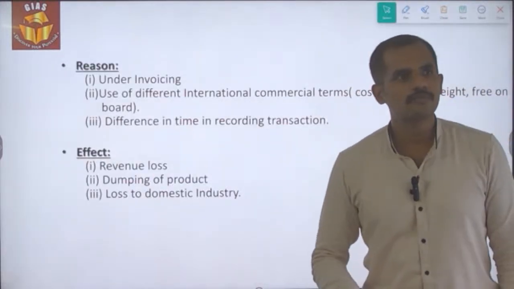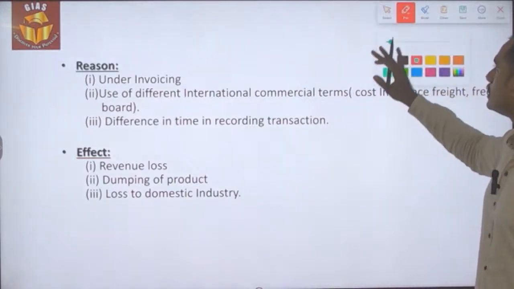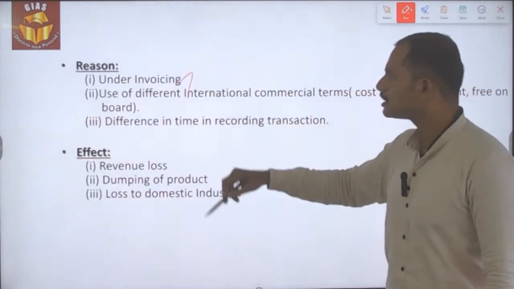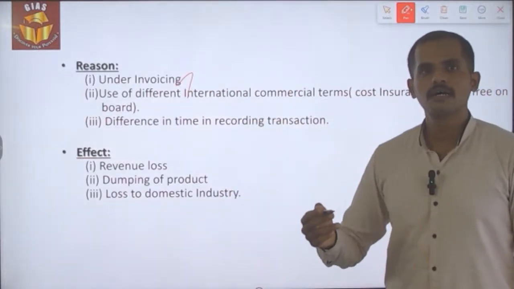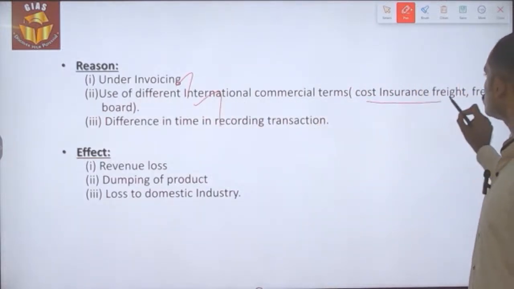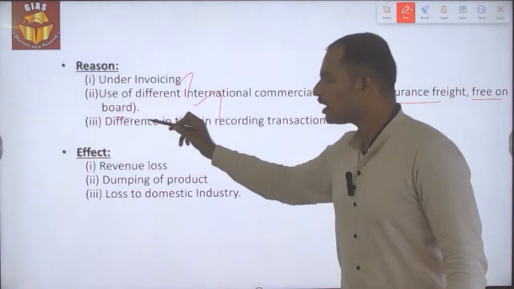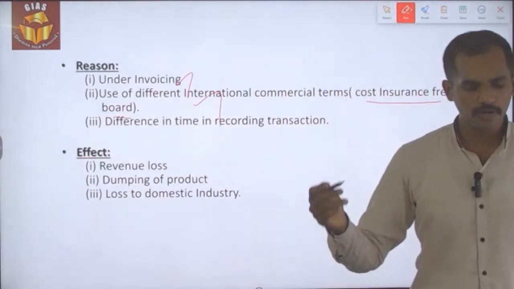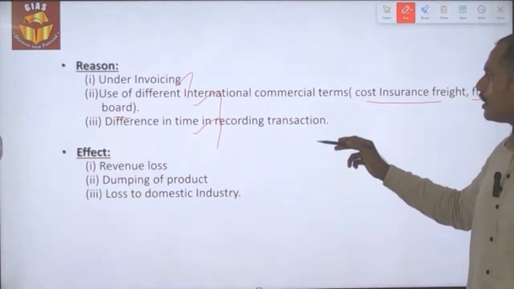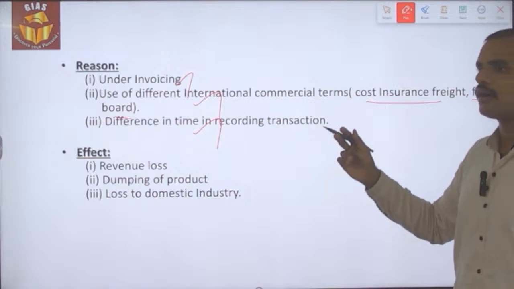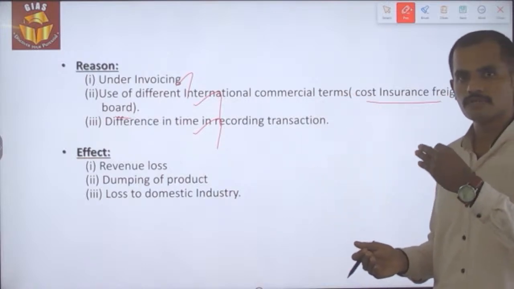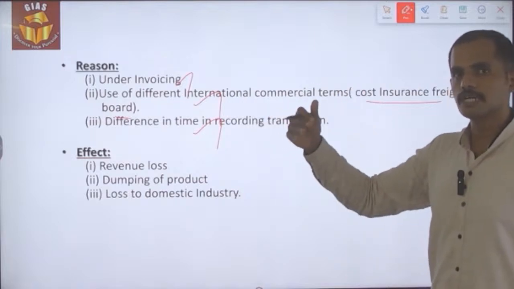So what is the reason for this kind of discrepancy in the data between the ministries of both countries? It is because of the undervaluing of the imports coming from China. Second is the use of different international standards like cost insurance freight and free on board. So what are cost insurance freight and free on board? We will look into it in the upcoming slides. Thirdly, it is the difference in the time of recording the transaction. So these are all the reasons for the discrepancies in the data relating to the import of products from China into India and the export of products from China.